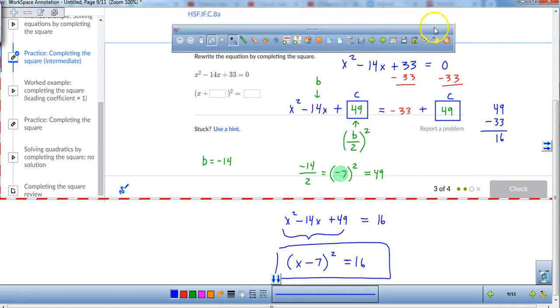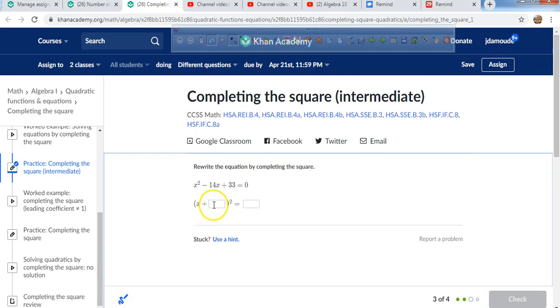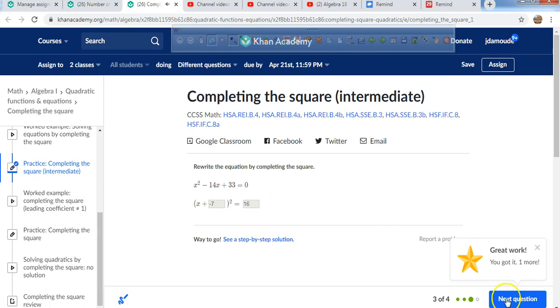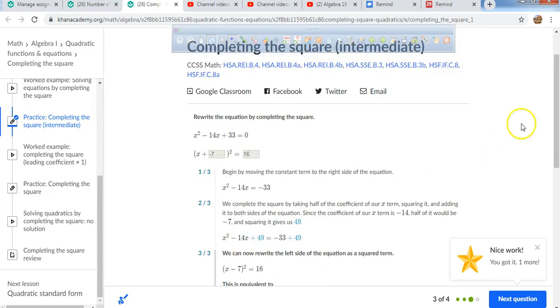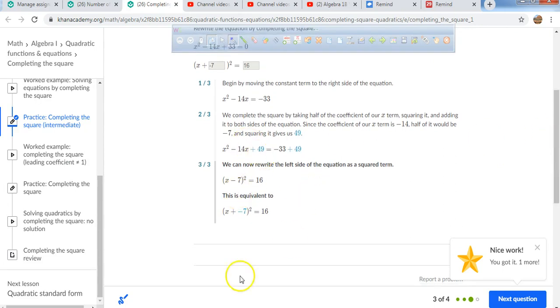So what am I going to do? Oh, sorry, my board's a little wigging out here. There we go. I'm going to put a negative 7 right here and a 16 right there, just like that. Let's see if it works. Oh, wrong one. Negative 7 and 16. Boom! Got it right. You can see the step-by-step solution, see what they do. They do the same thing right here, but they don't go over it in as much detail. But they give a little explanation.